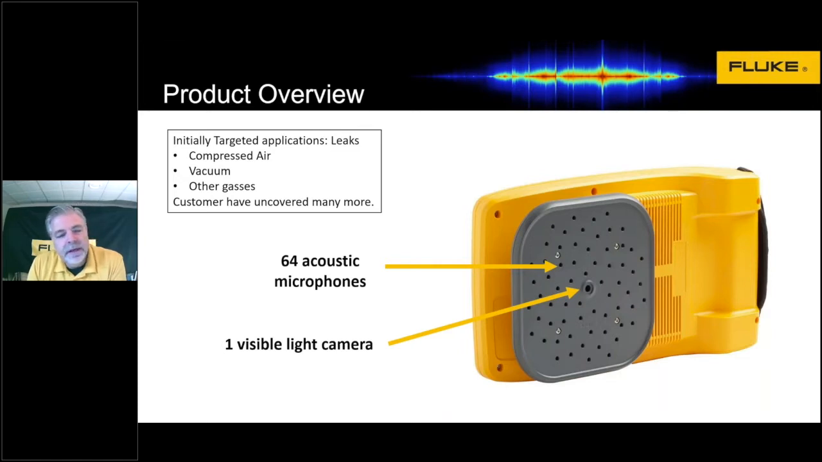Initially, when we launched the ii900, we decided to focus specifically on compressed air leaks, vacuums, and leaks from other gases. The interesting thing is that the customers have taken that product and gone out and found many, many more applications. And it kind of drives the discussion we're going to have shortly here on the ii910.